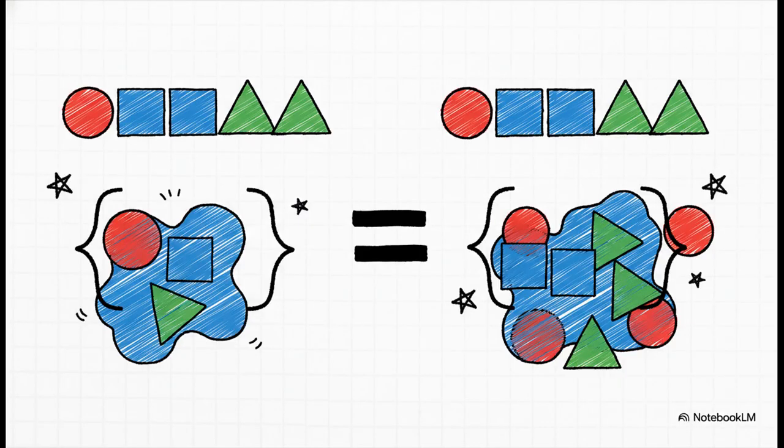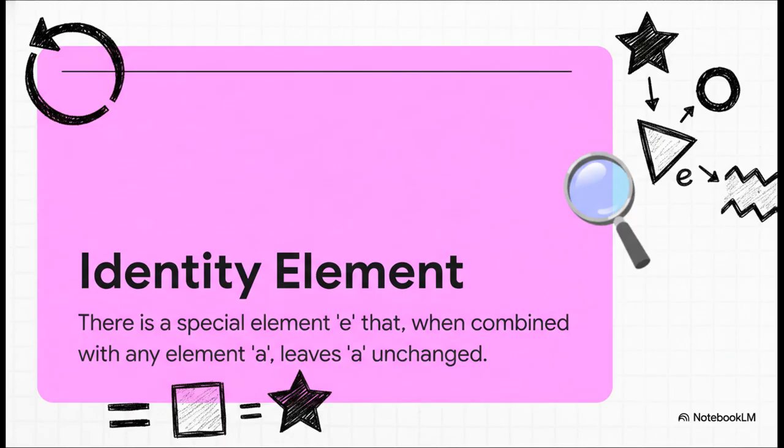This is so easy to see with plain old addition. If you do 2 plus 3 first to get 5, and then add 4, you get 9. Or you could do 3 plus 4 first to get 7, and then add the 2, still 9. The result doesn't care how you grouped them. That's all associativity is.